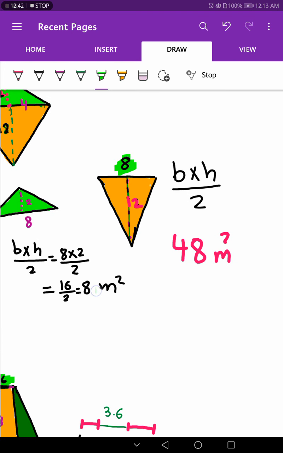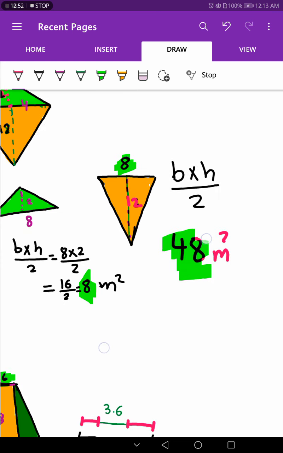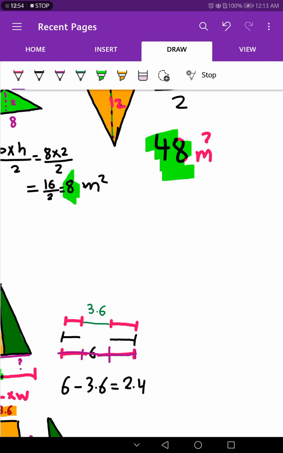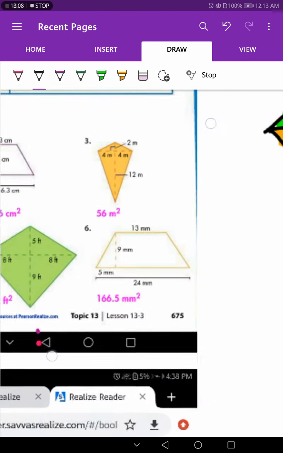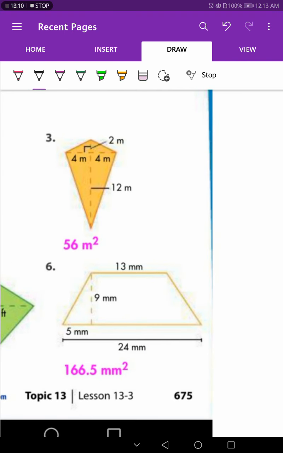Now I add the areas. I have here 8 meter square, and I have here 48 meter squares. I add them: 8 plus 48 equals 56 meter square. So the answer here is 56 meter square.